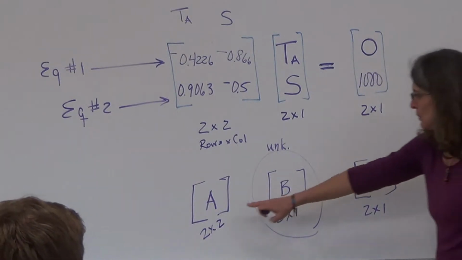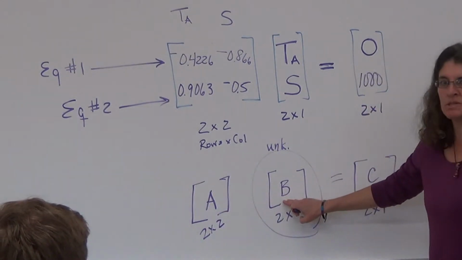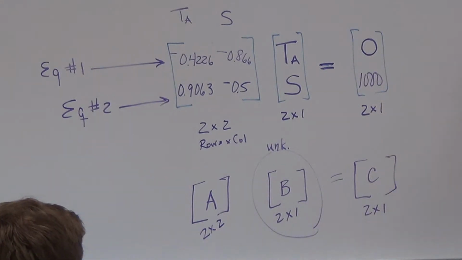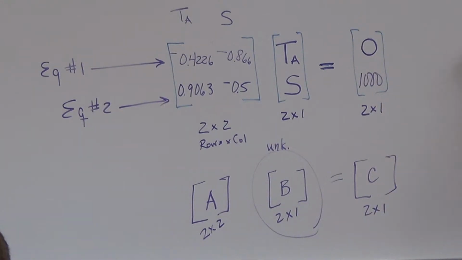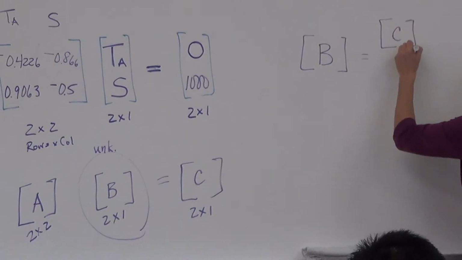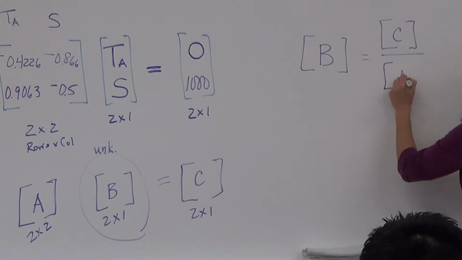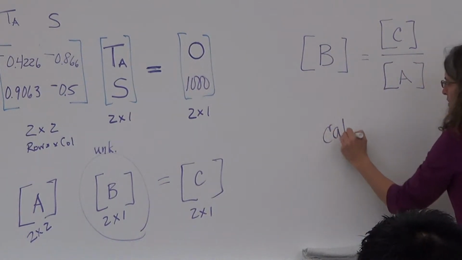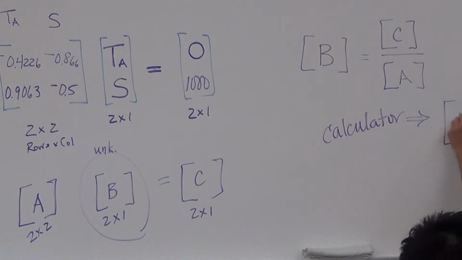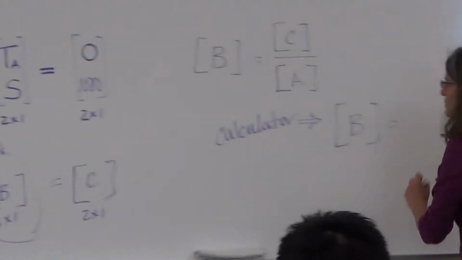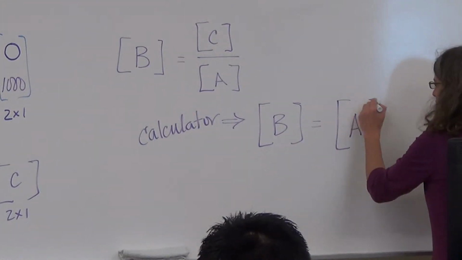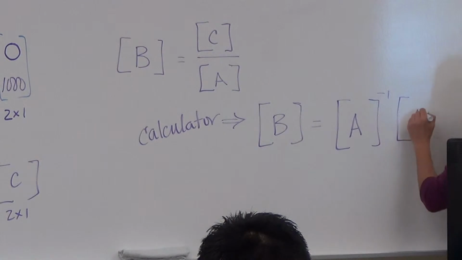So what are we doing? We're multiplying this matrix by this, this is matrix multiplication, equals C. And we're solving for B. So matrix B is equal to what? Matrix C divided by matrix A. And how your calculator wants to see it is matrix B is equal to the inverse of matrix A times the matrix C.